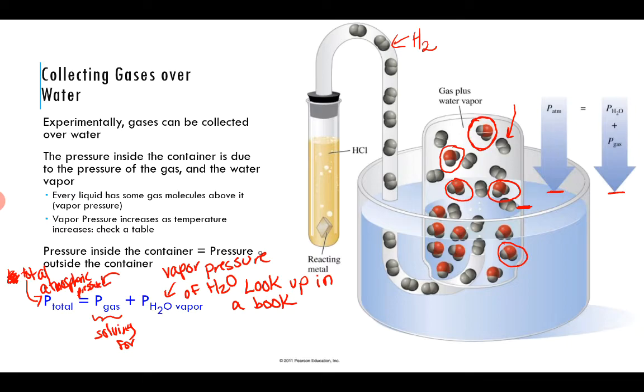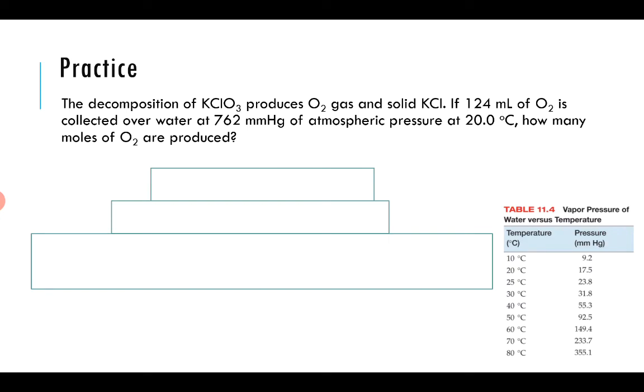Okay, so we will do an example problem of this. Here's a practice problem. It reads, the decomposition of potassium chlorate produces O2 gas and solid potassium chloride. If 124 milliliters of O2 is collected over water at 762 millimeters of mercury of atmospheric pressure at 20 degrees Celsius, how many moles of O2 are produced? So go ahead and pause the video and try to work this out on your own.